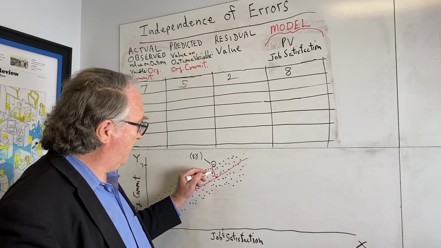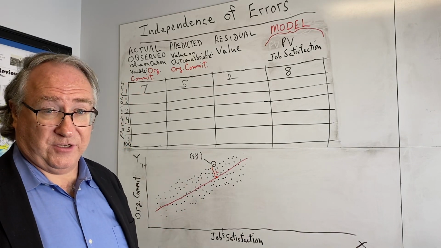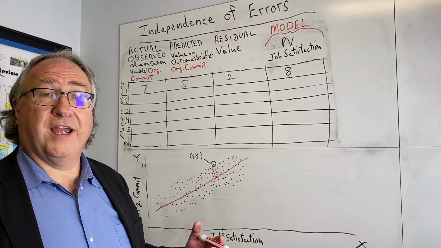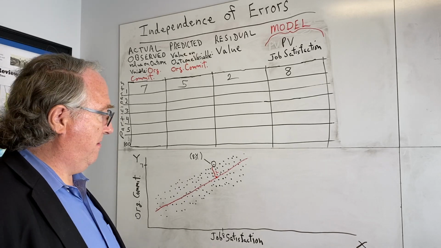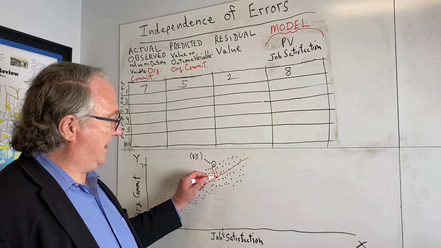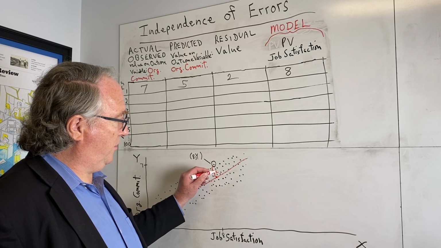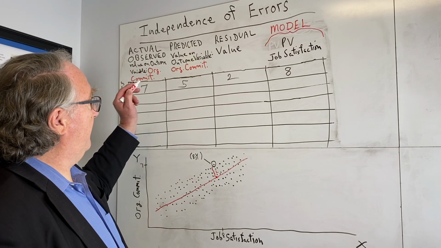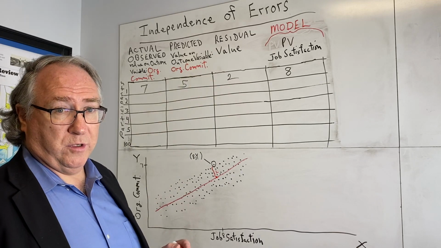And so that value is 2. That's our residual, or otherwise called our error in prediction, or how far away the predicted score from the model is from the person's actual observed score on the outcome variable measure. It's 2 units away. The predicted score is 5. The actual observed score is 7. That's a residual of 2.